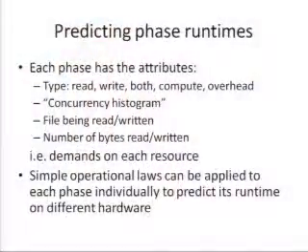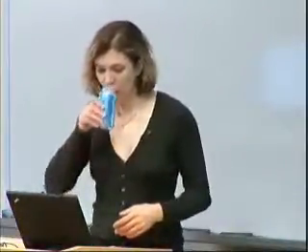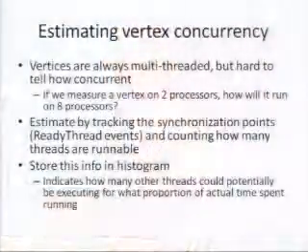So for each phase we know its type, we know if we're reading or writing. We have something called a concurrency histogram that I'll explain in a minute. We have what file is being read or written and how much of that file. And as I said before, we can now apply operational laws to determine how long it's going to run.